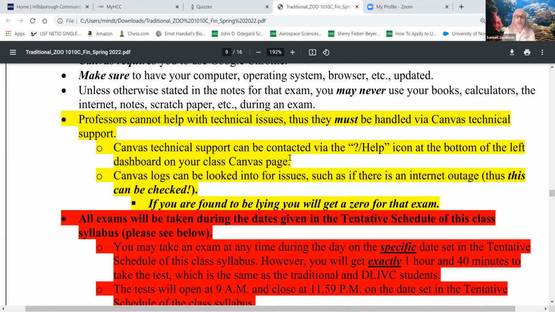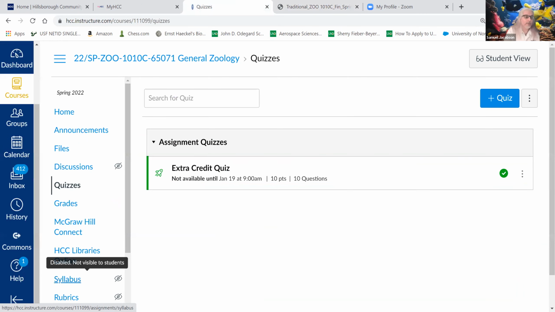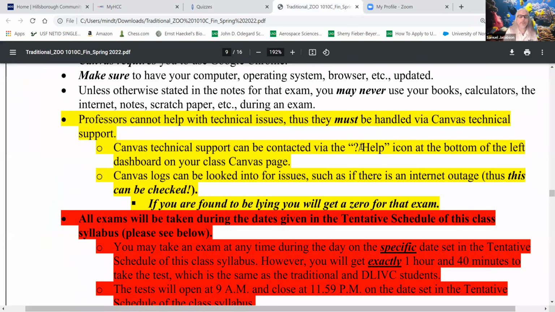And I can't help with tech issues. I don't have any way to go into a computer and figure out what's going on technologically. If you're having a tech issue during an exam in Canvas, go right here to the help, click it, and you get to Canvas Tech Support. I note that right here. Click that help icon. Go right to Canvas Tech Support.